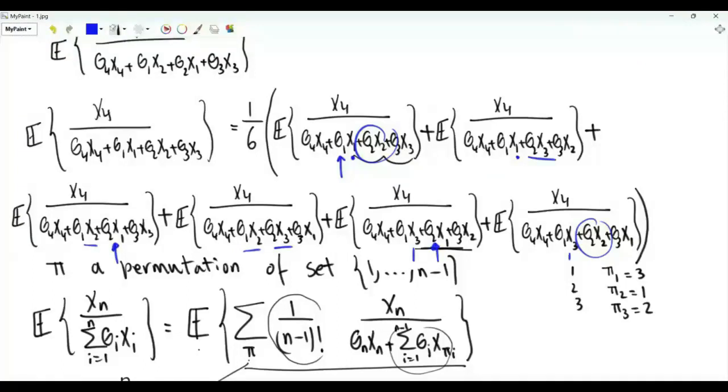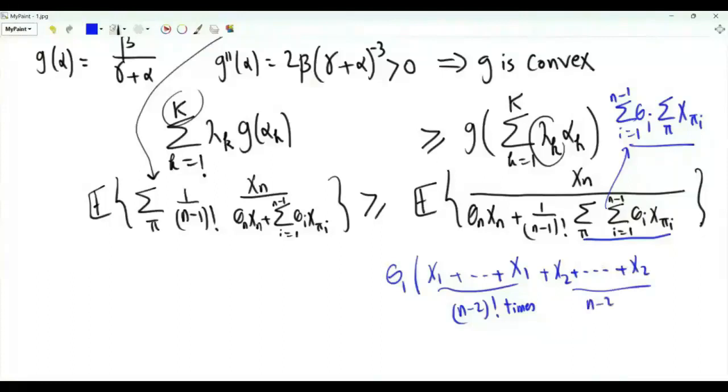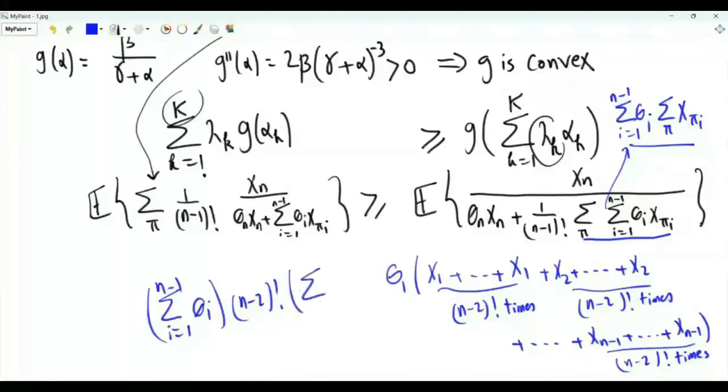Each one of the n-1 random variables appears in a given position (n-2)! times. (n-2)! is the number of permutations applied to the other random variables. In the general case, theta1 is multiplied by x1 (n-2)! times. It's multiplied by x2 (n-2)! times, and so forth. The situation is exactly the same if we consider theta2 or theta3 or any theta all the way to theta n-1. Every theta is multiplied by (n-2)! times the sum of the random variables from x1 to x_{n-1}.